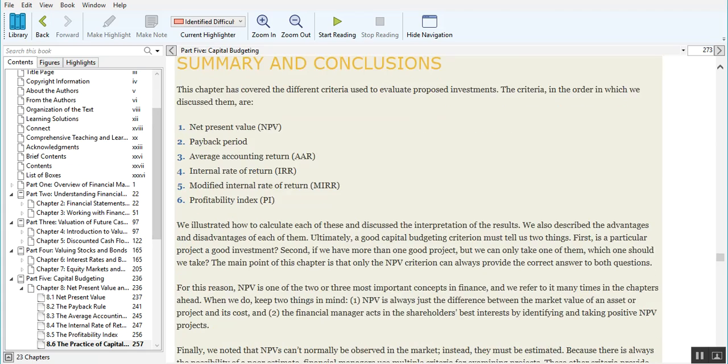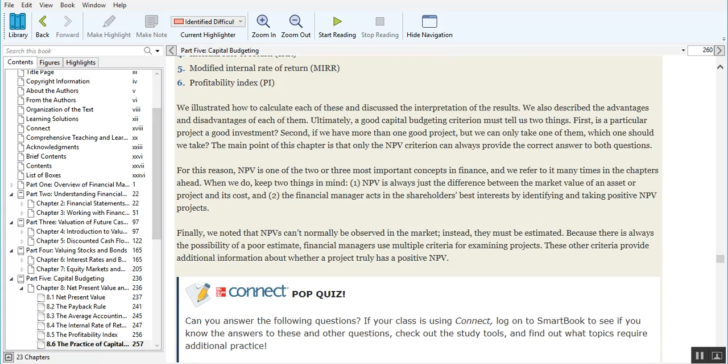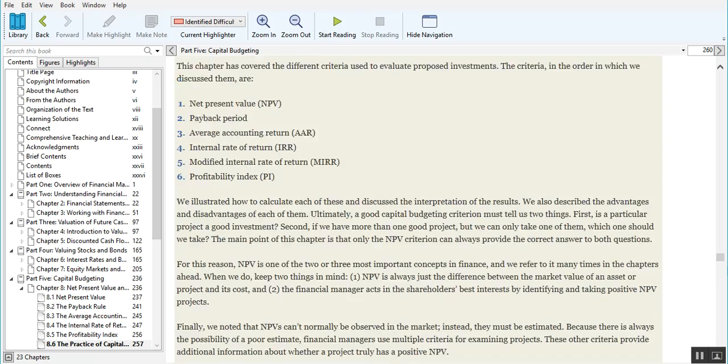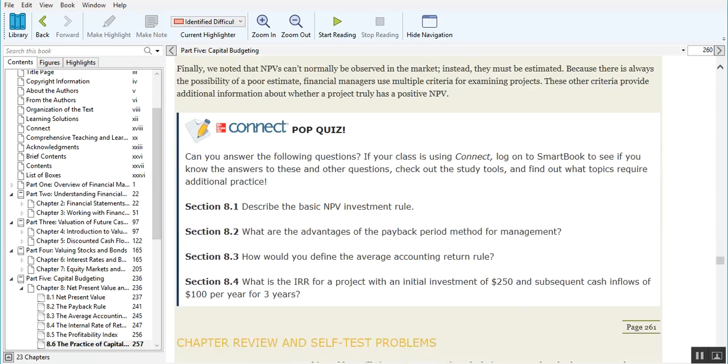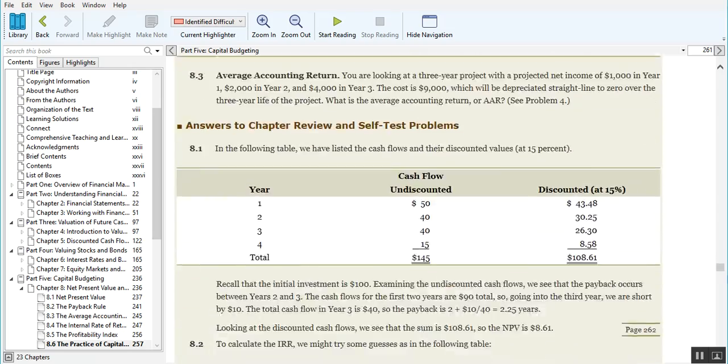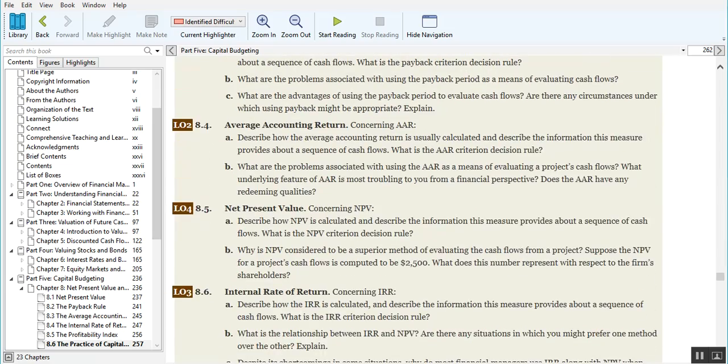So that's it for Chapter 8. Now when we get into the problems, we're going to look at what you need to do. You want to answer 1, 3, and 6 in questions and problems. Let's go down to the questions and problems so I can show you what you're going to have to do.